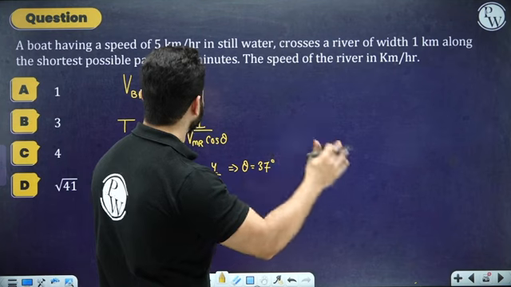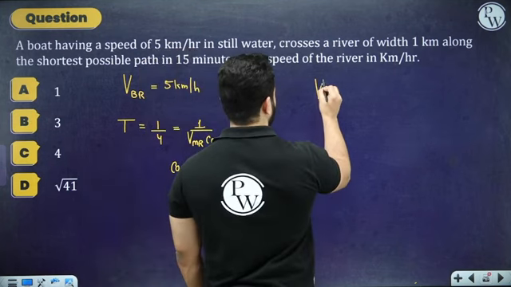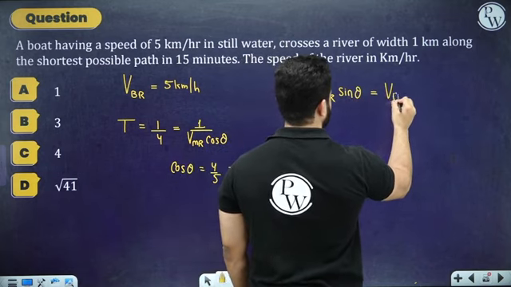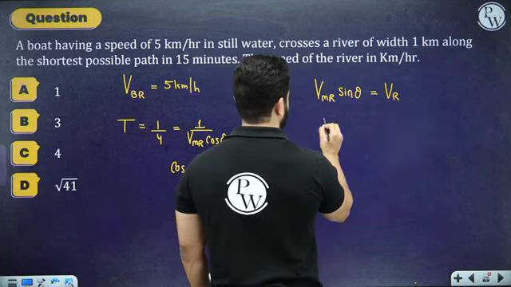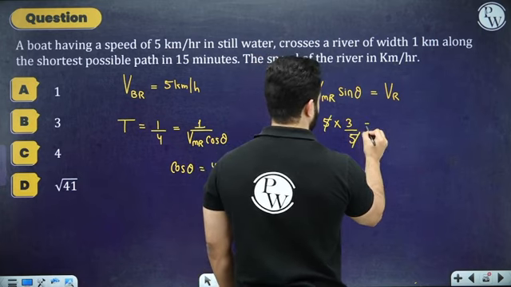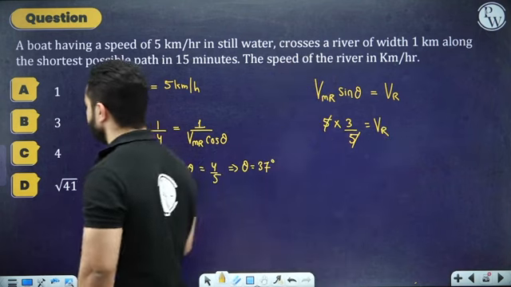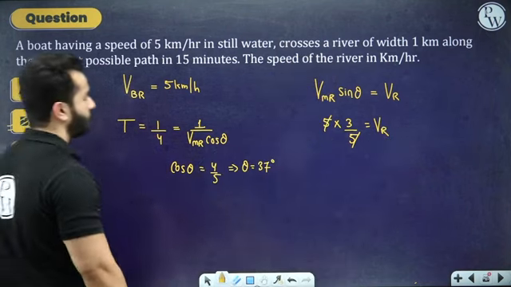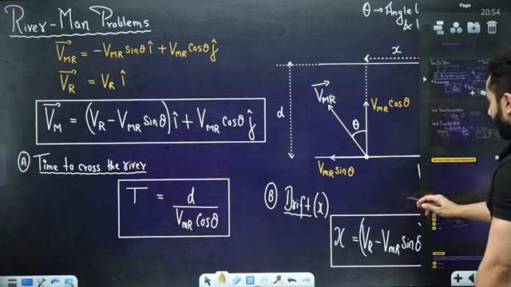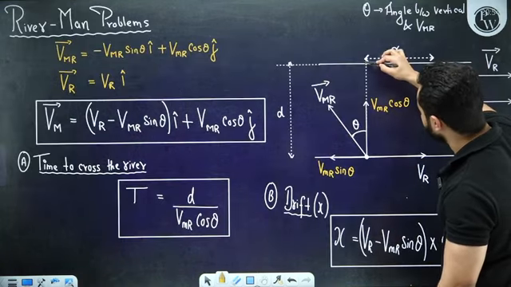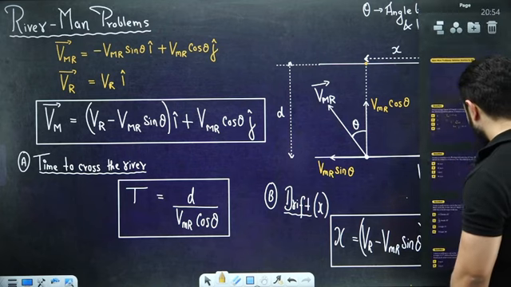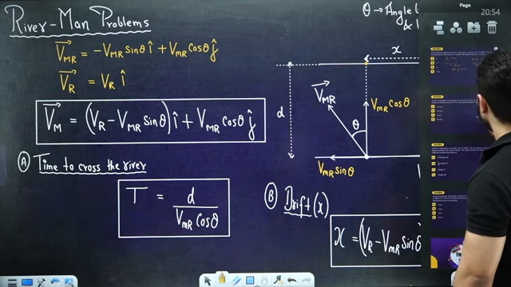And if it has to travel the shortest path, that means VMR sine theta should be equal to VR. They should cancel out each other. So we know that this is 5. This will be sine 37, meaning 3/5. This is going to be VR. That is 3. Right? Please try to understand, if the man has to reach this point, these two velocities should cancel out each other. Very easy, right? Now I'll give 1 or 2 questions in homework.